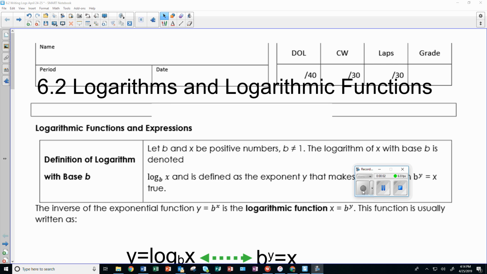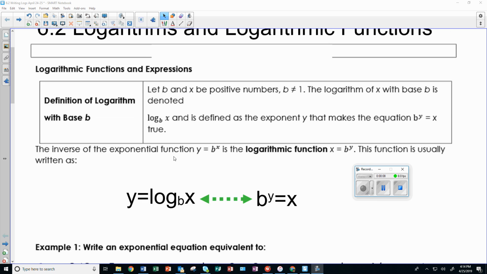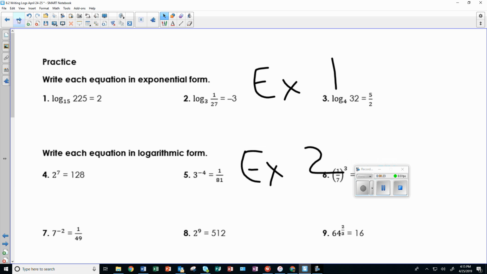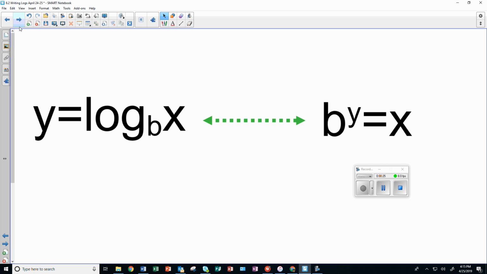Okay. 6.2, logarithm and logarithmic functions. These are your examples. The main thing is that you realize that this is true: y equals the log base b of x is the same thing as b to the power y is equal to x. Let me make that even bigger for you. Remember, you've got to remember this.